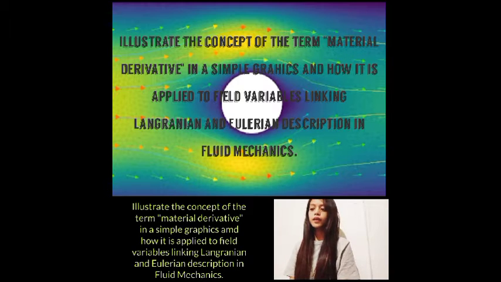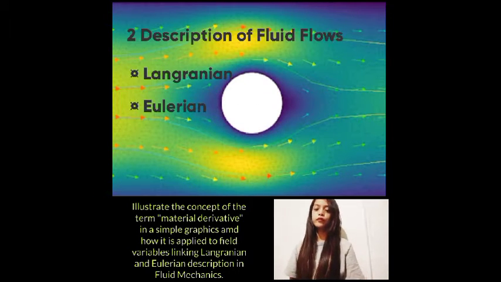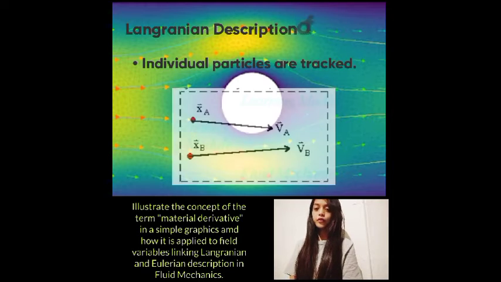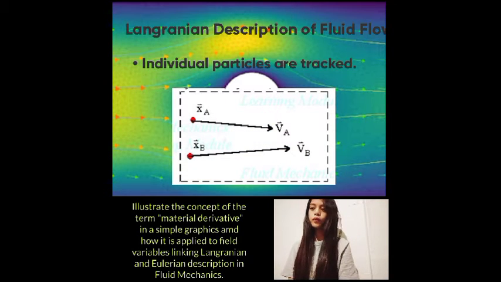So for number 3, illustrate the concept of the term material derivative in a simple graphics and how it is applied to field variables, linking Lagrangian and Eulerian description in fluid mechanics. So there are two descriptions of fluid flows, and that is the Lagrangian and Eulerian description of fluid flow. The first one is the Lagrangian description of fluid flow. It is where the individual particles are tracked and their positions, velocities, etc. are described as a function of time.